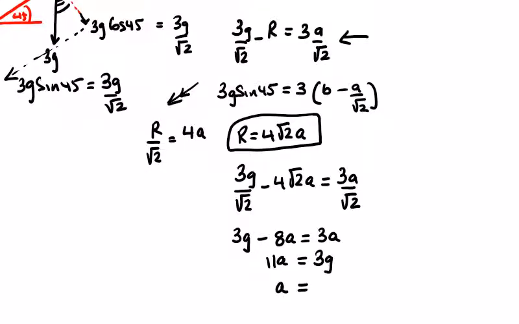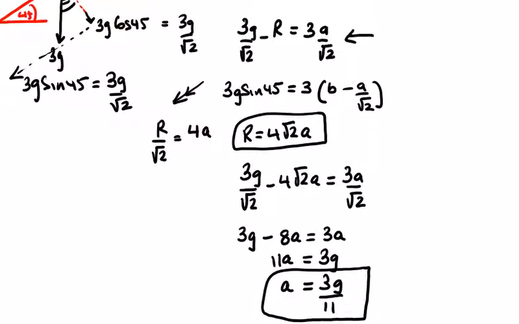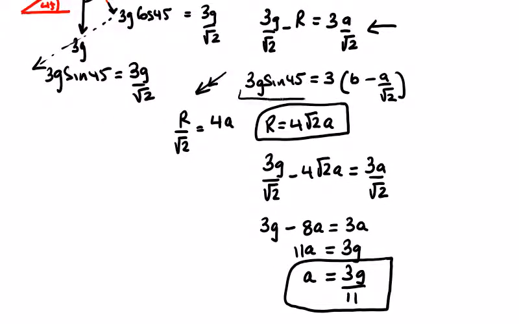So a is equal to 3g over 11. Yeah, 3g over 11. So now I need to get b. So using this equation here, 3g sine 45 is 3g over root 2. That's equal to 3 times b minus 3 times a over root 2. So minus 3 over root 2 times a, which is 3g over 11.